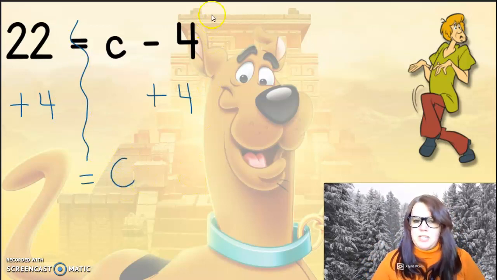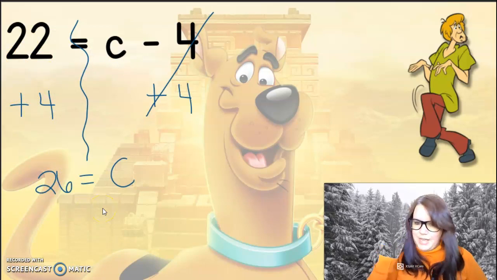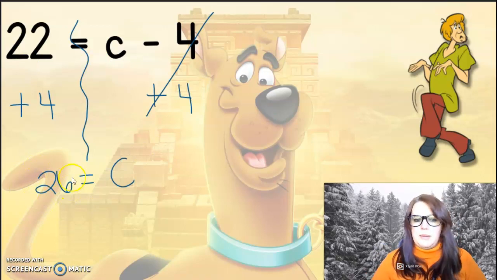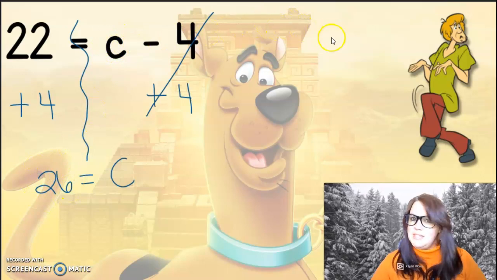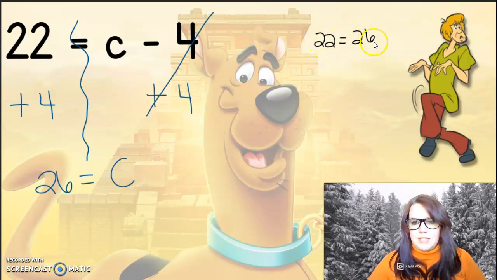So then I'm just stuck with C because these end up canceling each other out. 22 plus 4 is 26. So before we have to make sure that that statement is true, okay? So I'm going to go ahead and try to plug in 26 where I see the letter C to see if that works. So 22 equals 26 minus 4.